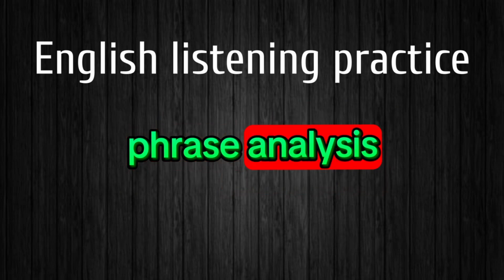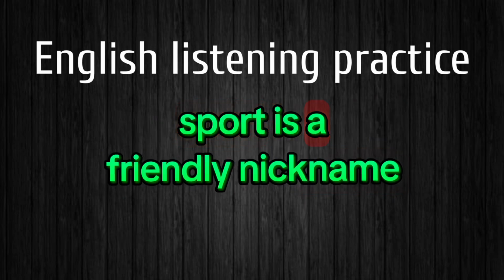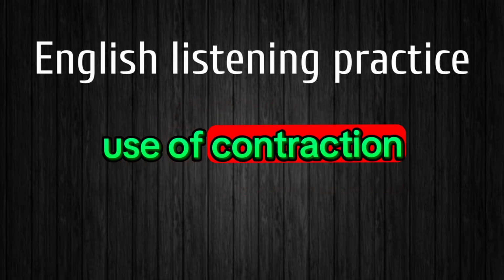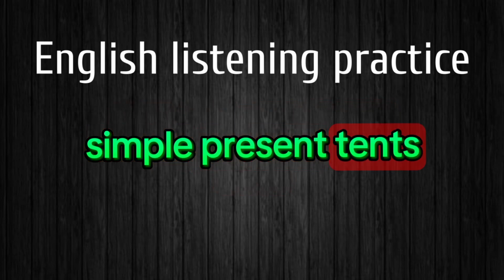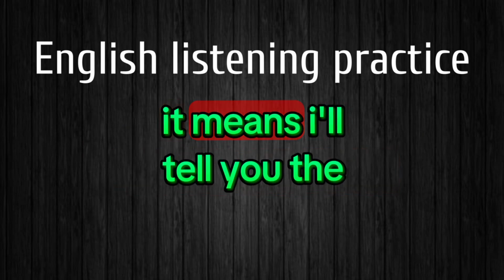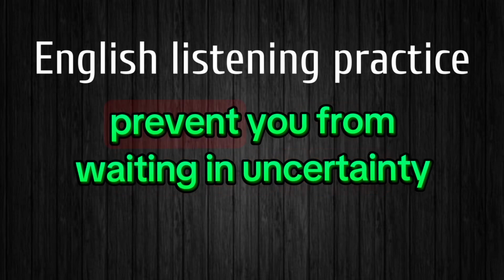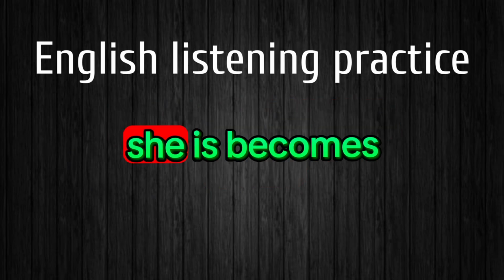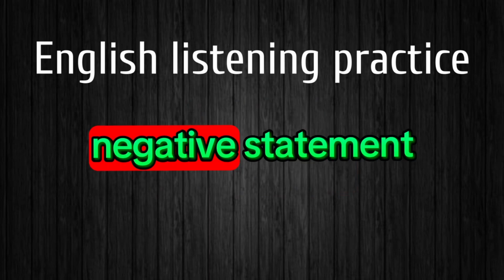Phrase by phrase analysis. You're not perfect. Sport. Direct, casual address. Sport is a friendly nickname. Use of contraction. You are becomes you're. Simple present tense. Let me save you the suspense. Idiomatic. It means, I'll tell you the truth right away. Save you the suspense equals prevent you from waiting in uncertainty. She's not perfect either. She is becomes she's. Either is used to agree with a negative statement.